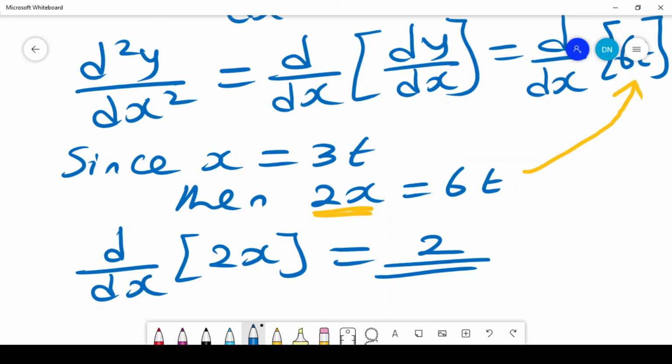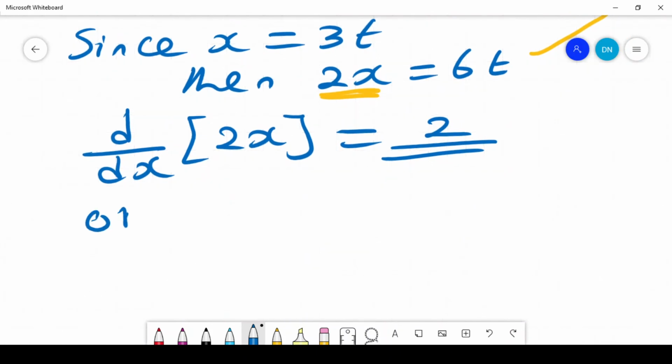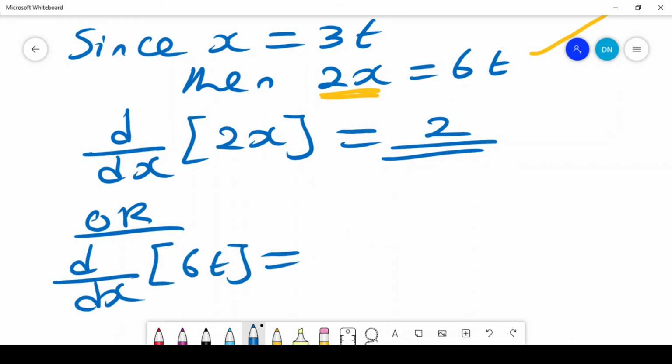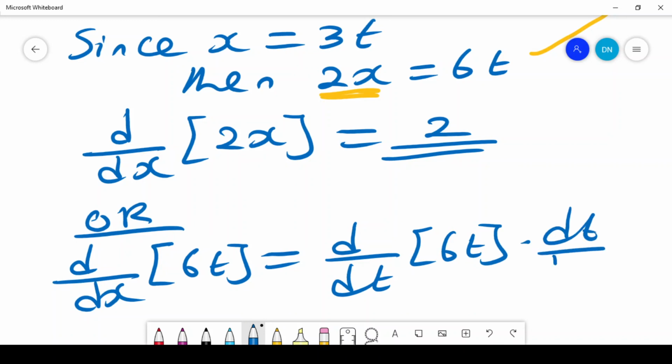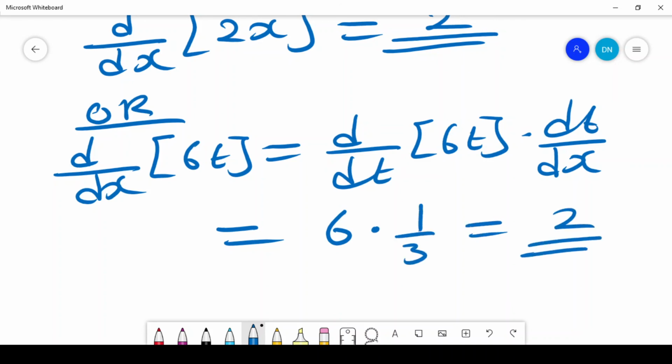Now, if I wanted to use the implicit method, I could have said alternatively that d dx of 6t will be d dt of 6t times dt all over dx. And you remember we got dt all over dx. We know that if x equals 3t, then dx dt is 3. And therefore, d dt of 6t is 6, then times 1 over 3. And it would have still given me the same solution, 2.